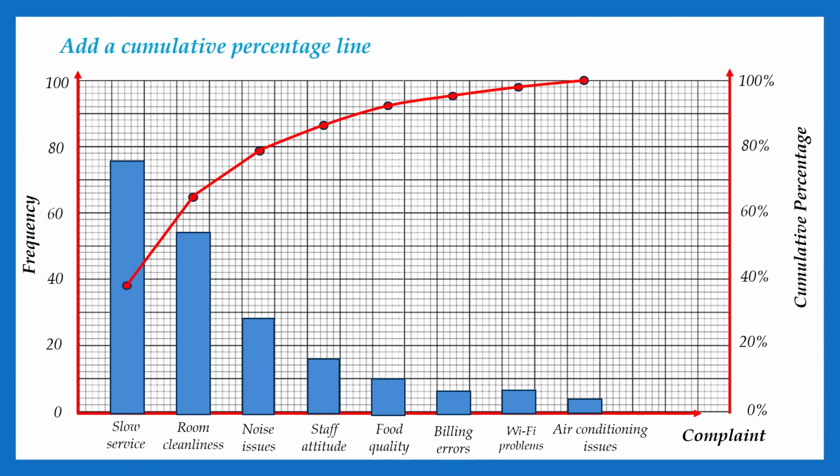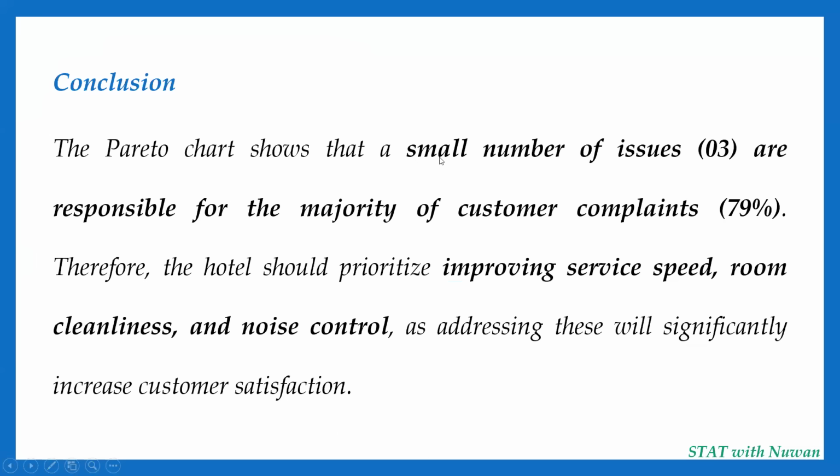Then we can add the conclusions. The Pareto chart shows that a small number of issues, the three issues, are responsible for the majority of the customer complaints, 79% of customer complaints. The hotel should prioritize improving service speed because of the slow service complaints, then room cleanliness and noise control, as addressing these will significantly increase customer satisfaction. That is the Pareto analysis.